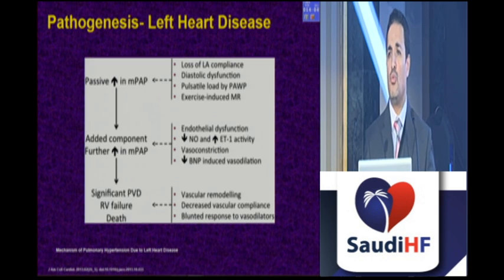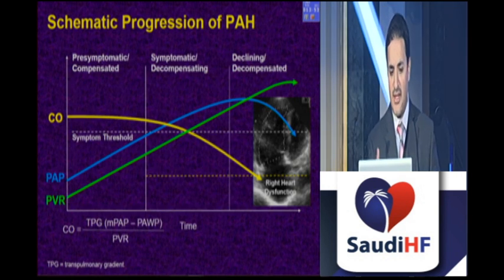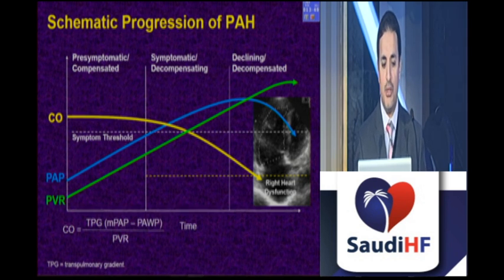So when we see pulmonary hypertension in the setting of left heart disease, it starts with a reactive phase, and then the reactive phase becomes a fixed phase with time. This is a classic slide in pulmonary hypertension. It basically denotes the relationship between the pulmonary artery pressure, the pulmonary vascular resistance, and the cardiac output.